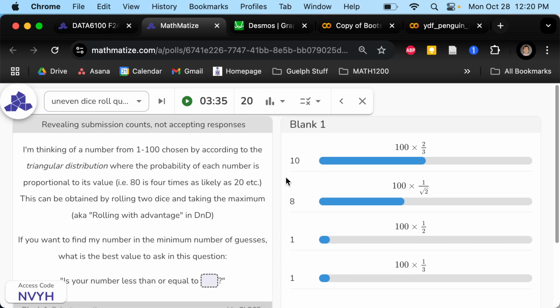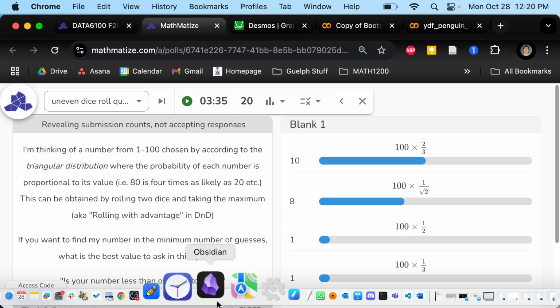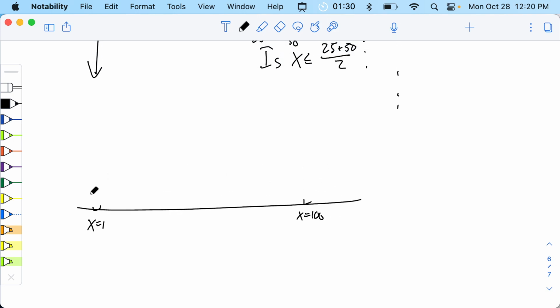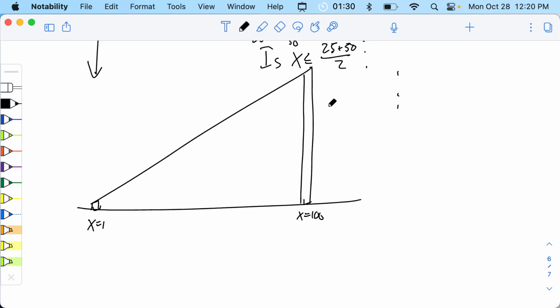100 times 2/3 is something, and 100 times 1 over square root of 2 is something else about this triangular distribution. So let's draw a picture of the triangular distribution. You can kind of think about it as a histogram here, where there's x equals 1 all the way up to x equals 100, and the probability distribution is this triangle, right? So the little thing here is 100 times taller than the one over there, and it's making this triangle, okay? And somewhere in the middle here is x equals 50. That's sort of the midpoint in some sense.